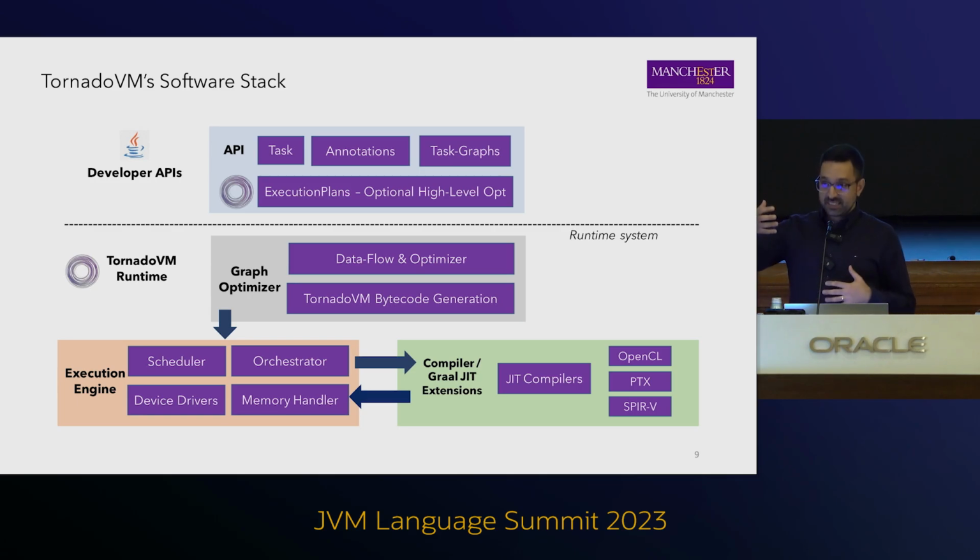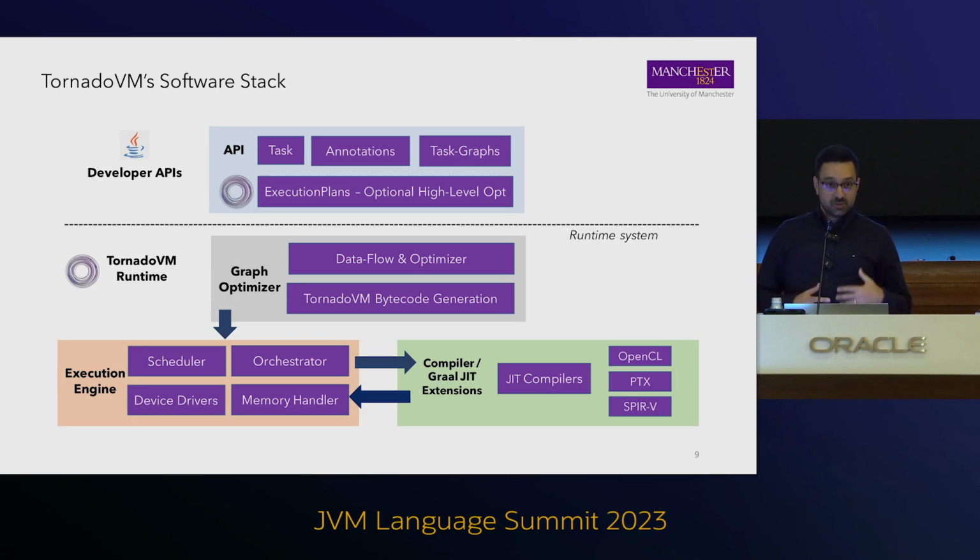From this optimized data flow graph, Tornado generates its own bytecode. I'm not going to cover this; I covered it in the presentation back in 2019, so I refer to that. But I'm going to expand on the new components. We have the execution engine, which is the head of the TornadoVM. Internally it has an orchestrator, a scheduler, a device manager, a memory handler, etc.